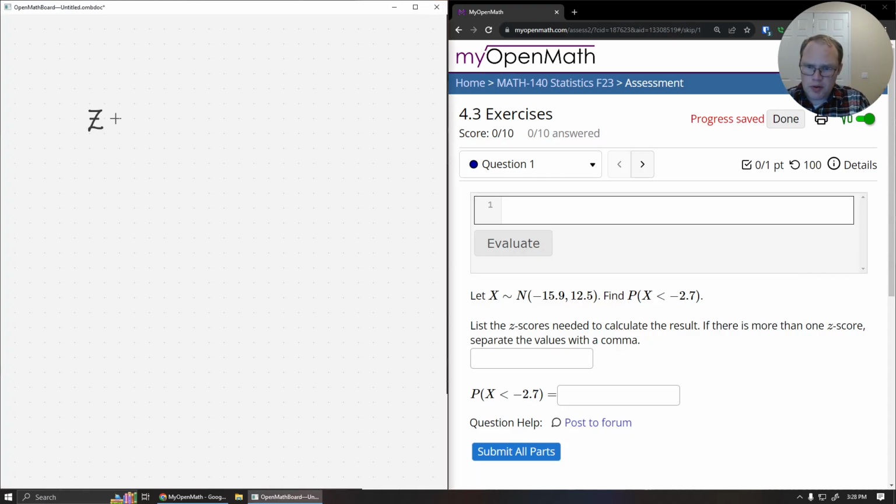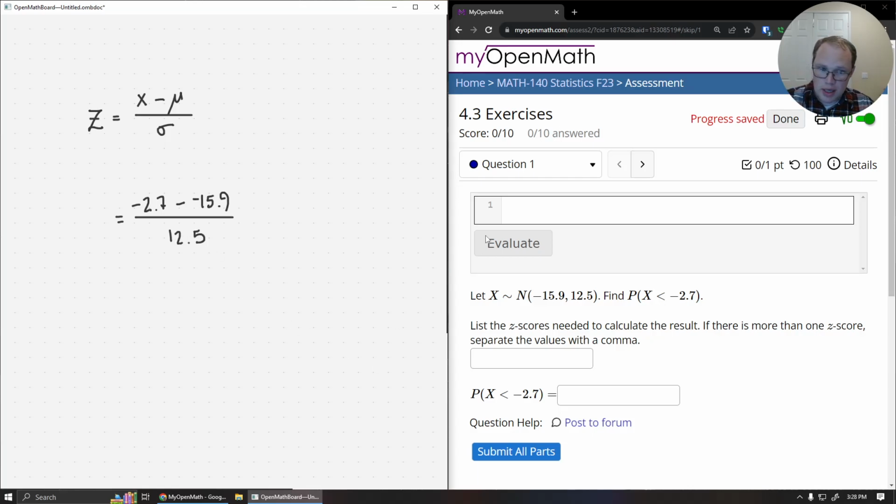So remember, the formula for finding the z-score is the value we're interested in minus the mean divided by the standard deviation. So in this case, the value we're interested in, that's the boundary value here, the negative 2.7. And the mean is negative 15.9. So minus negative 15.9 over the standard deviation of 12.5.